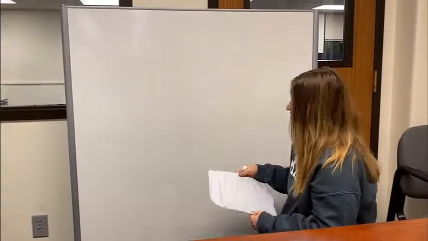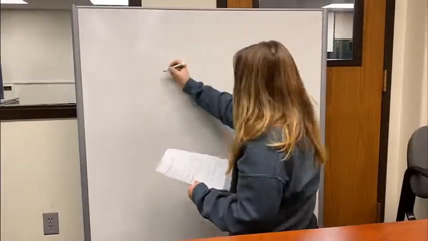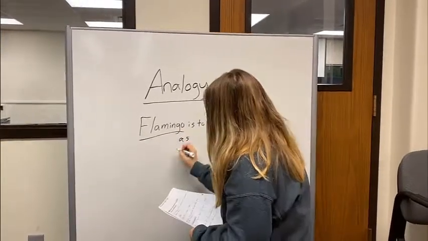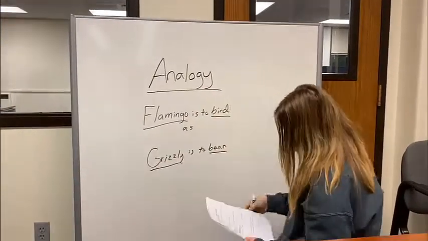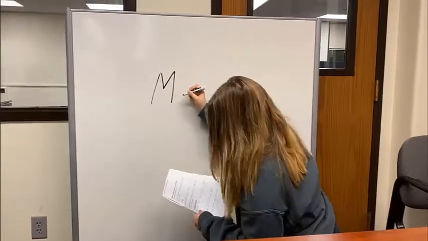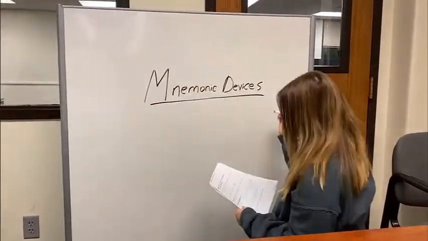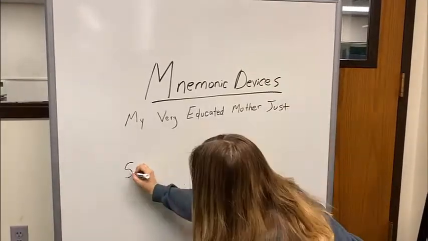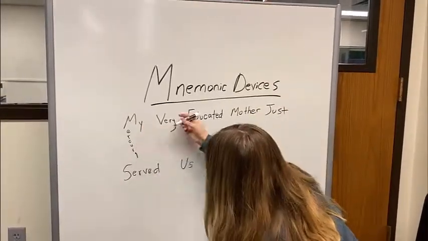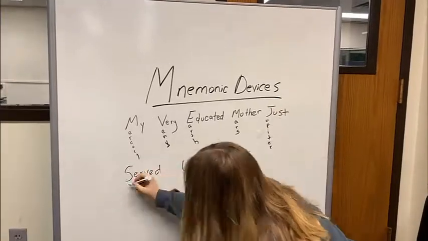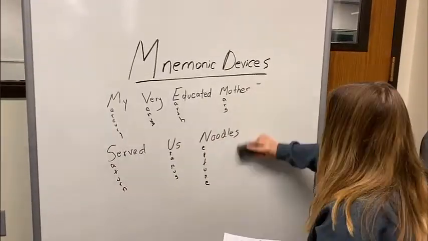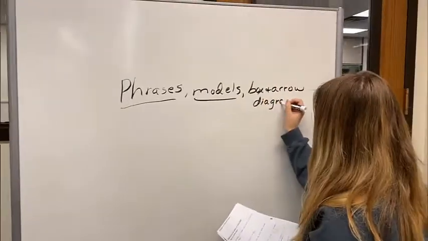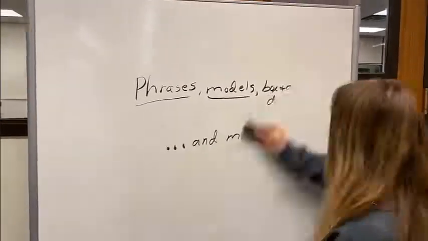We can use analogies to make comparisons or relationships between two ideas. And so one example of creating an analogy would be flamingo is to bird, as grizzly is to bear. We can also use mnemonic devices, which help the brain to better encode and recall information. And one example of this that you might be familiar with is the order of planets and creating a phrase with each first letter of each planet. But we can also use phrases, models, box and arrow diagrams.